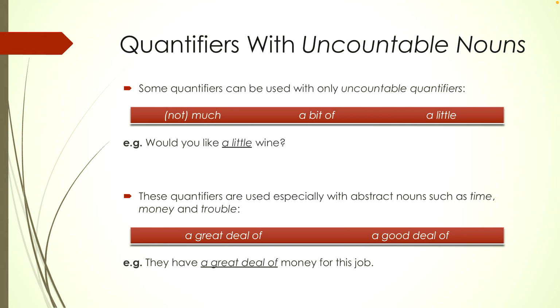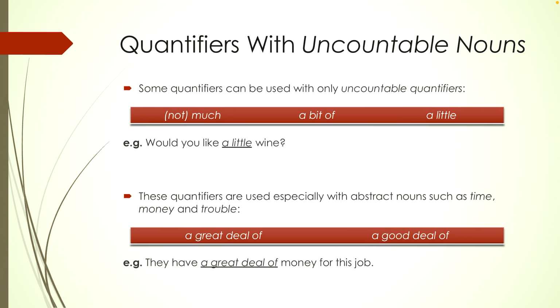Quantifiers with uncountable nouns. These are some of the quantifiers which can only be used with uncountable nouns: not much or much, a bit of or a little. For example, would you like a little wine? Wine is an uncountable noun, so we use a little with this noun.